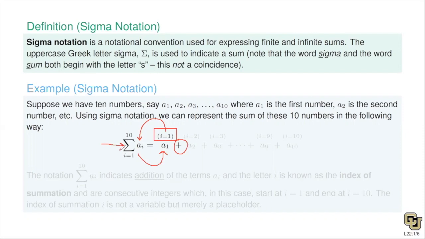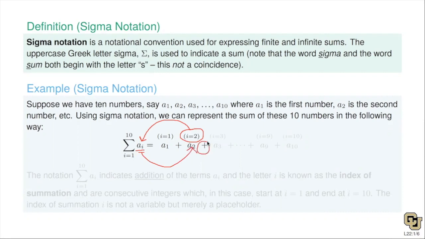And then I advance the index. We were at 1. The next index value will be 2, and I start the game all over again. I look at my index value. So now I pretend i equals 2. I take that and plug it into the thing we're adding, written next to the sigma symbol. That looks like a sub 2. That's what I write down. And then I write down a plus.